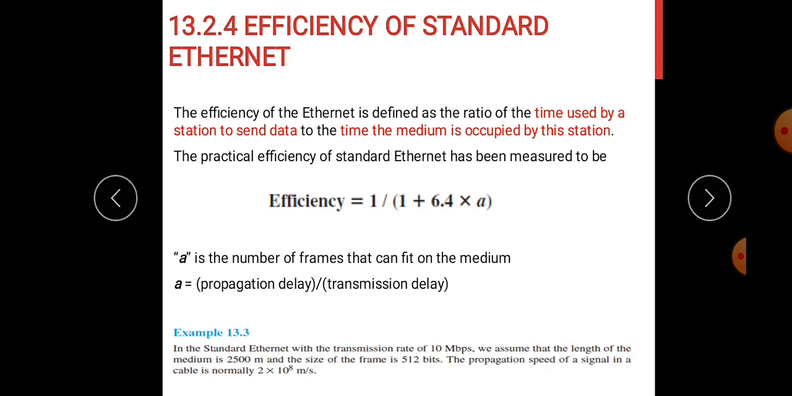Transmission delay can be calculated as the size of the frame divided by the transmission rate. Size of the frame is 512 bits, divided by transmission rate of 10 megabits per second. What we will get is 51.2 microseconds. Now A can be calculated as propagation delay, that is 12.5 microseconds, divided by transmission delay, that is 51.2 microseconds. So the value of A we will get is 0.24. Now by substituting the A value, that is 0.24, we will get the efficiency as 39%.